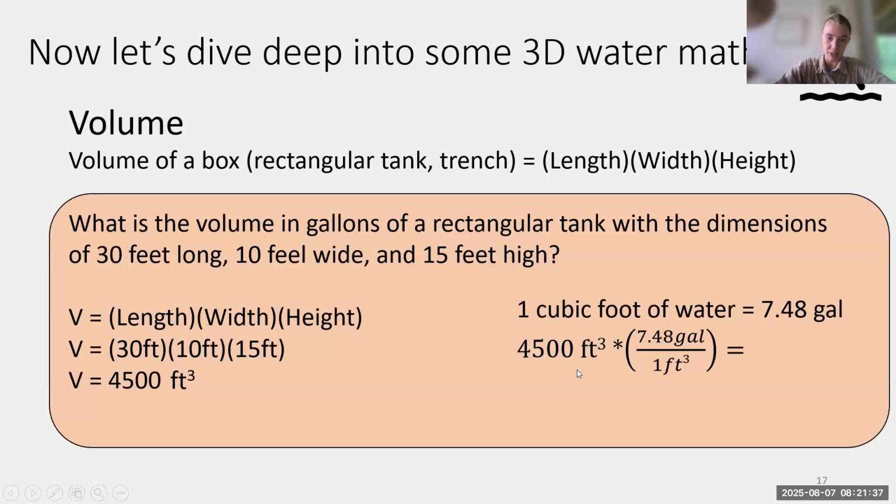Remember that to do this, we're going to take our original number, our volume calculation in feet cubed, and we want to get it in gallons. So we're going to multiply that starting number by our conversion unit. We've got 7.48 gallons over 1 cubic foot. Per 1 cubic foot is another way of saying that.